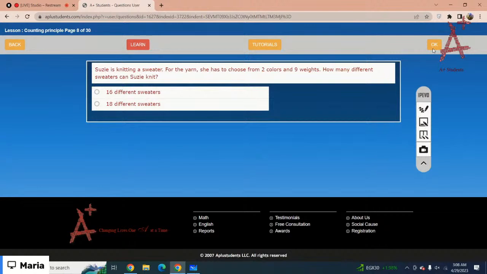Susie is knitting a sweater from yarn. She has to choose from two colors and 9 weights. How many different sweaters can Susie knit? So, which is the correct option? So, that means the correct option is 2 times 9. That means she can make 18 different sweaters.